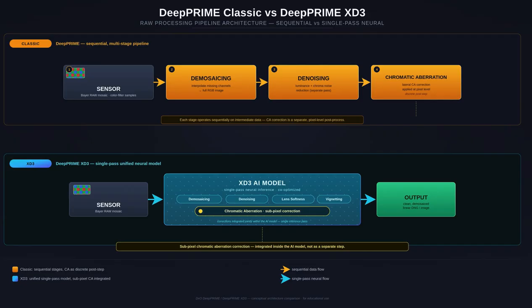DeepPRIME XD3 folds all 3 corrections into a single convolutional neural network. I know, big words. The idea is that the same feature maps used to detect edges for demosaicing also help distinguish signal from noise. And the same spatial context that spots lateral color shifts also improves demosaicing accuracy. Training these together produces a more efficient result than running 3 separate networks in sequence.